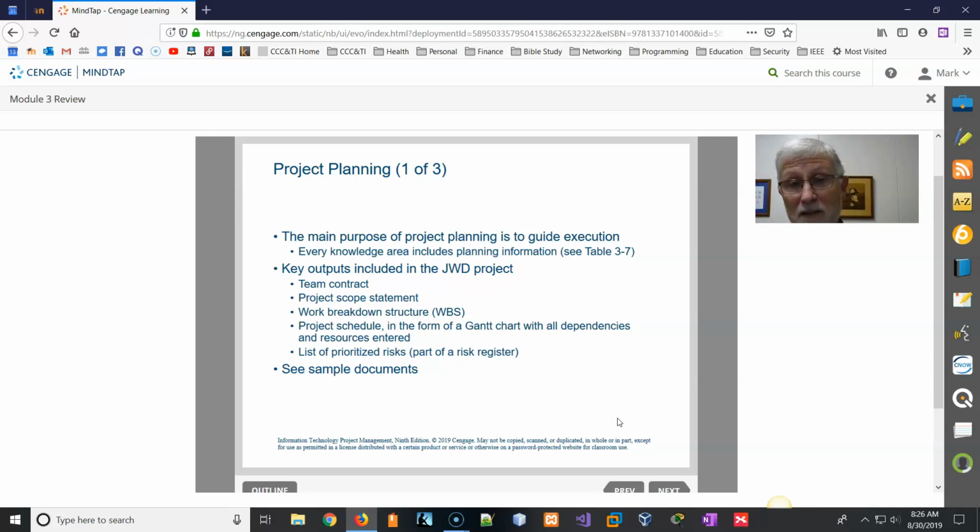Now, some of the key outputs, at least for the JWD project, were a team contract, a project scope statement, and a work breakdown structure. One of the assignments you can do is how do I identify the tasks that need to be done and the dependencies between the tasks. Put together a project schedule, forming a Gantt chart. You don't know what that is yet, but it's basically a dependency chart and what resources. So as time is reported to a particular activity, if it starts slipping past its dates, it has an impact on future activities. List of prioritized risks. So there are a lot of activities that go on to make sure we have the plan laid out before we start anything.